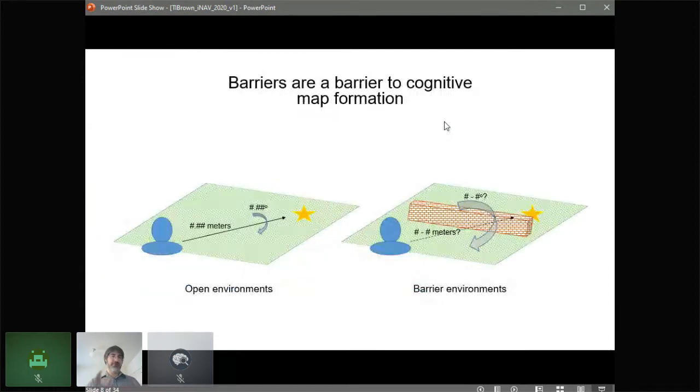So what I'll focus on are actually 2 spiritually connected research directions, one cognitive and one neural, on how people perceive their interactions with barriers in virtual environments. And barriers have become very interesting to me.